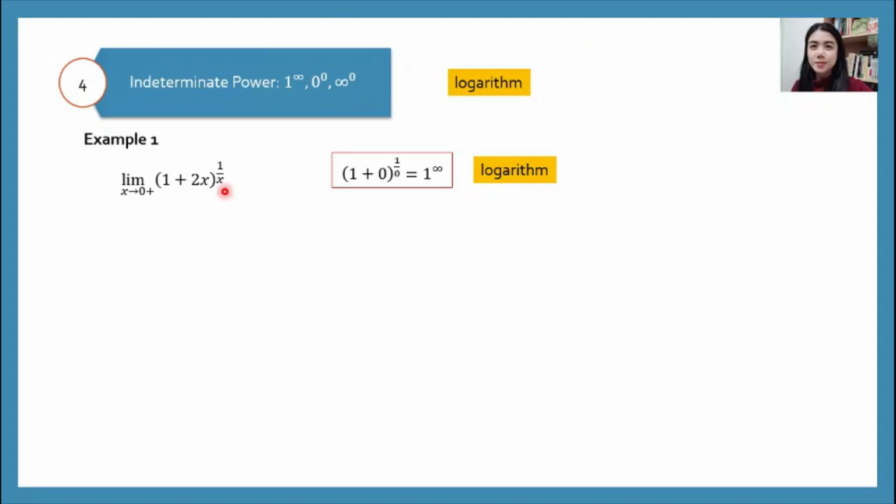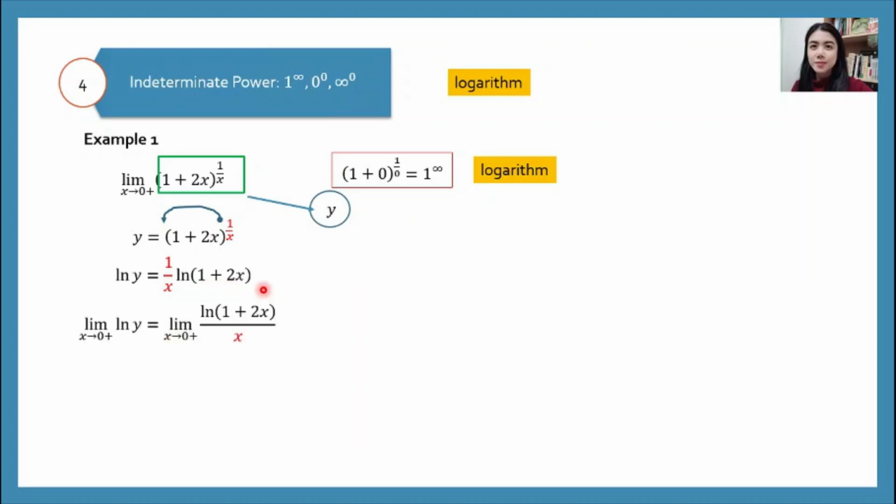First, begin by letting the whole thing equal to y. Then you apply ln to both sides. For the left hand side, you have ln y already. For the right hand side, you have to drag the power to the front. So you have 1 over x and you have ln of 1 plus 2x.